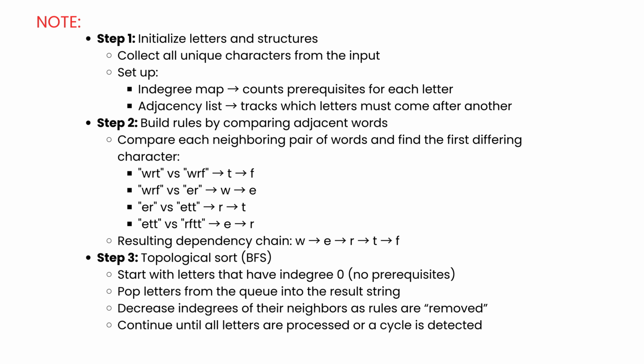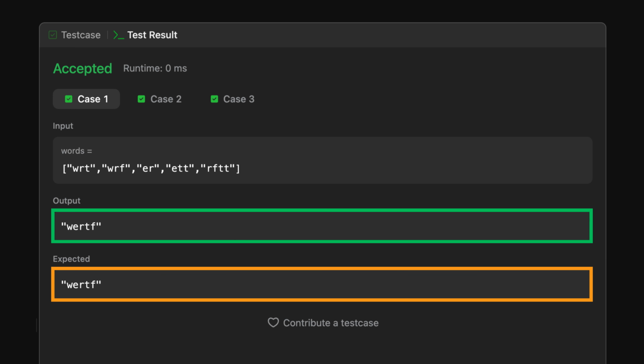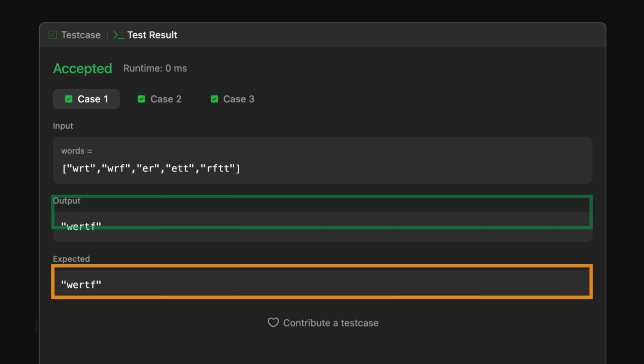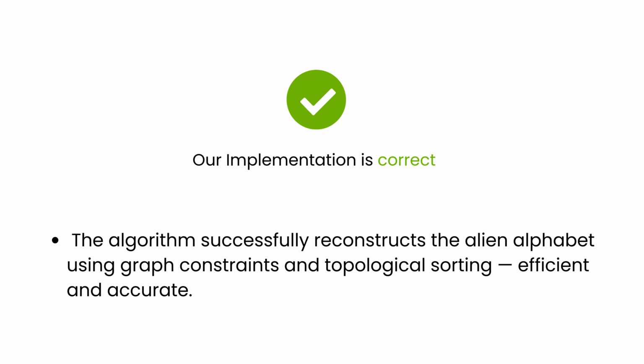After that, we run a BFS topological sort. Start with letters that have in-degree 0, no prerequisites. Pop them into the result, and decrease indegrees of their neighbors. And the final output is WERTF, exactly matching the expected answer. That output makes perfect sense because it satisfies every rule we discovered from the sorted word list. W comes before E before R before T, and T before F. So, our implementation is correct. The algorithm successfully reconstructs the alien alphabet using graph constraints and topological sorting, efficient and accurate.